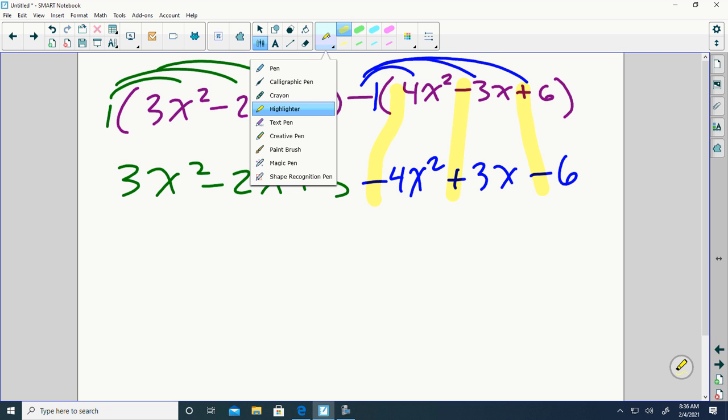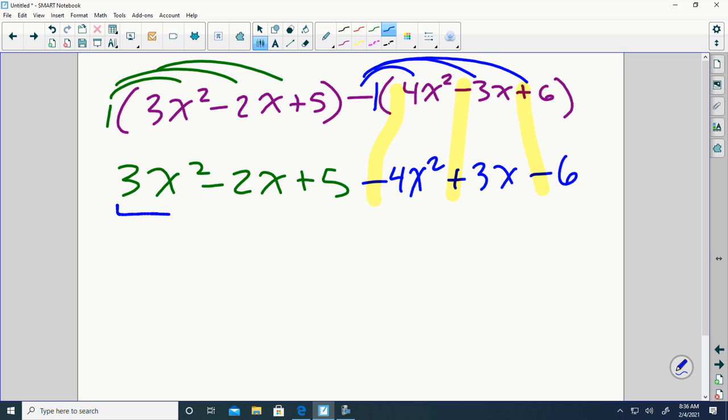From here, I'm going to go ahead and combine like terms. 3x squared minus 4x squared. What's 3 minus 4? Negative 1. So I get negative 1x squared. Okay? Now, do I have to have a negative 1, or could I just have negative x squared? Yeah. Are you wrong if you put negative 1x squared? No. But mathematically, it's not always the most accepted.